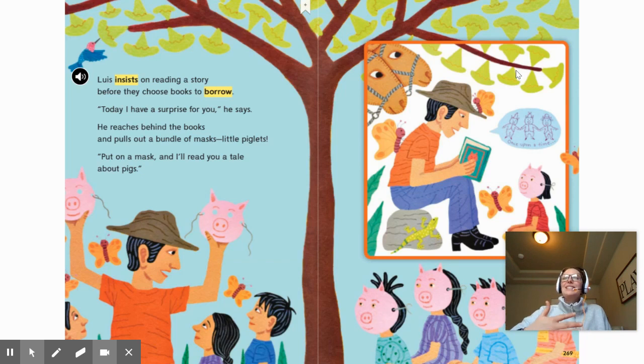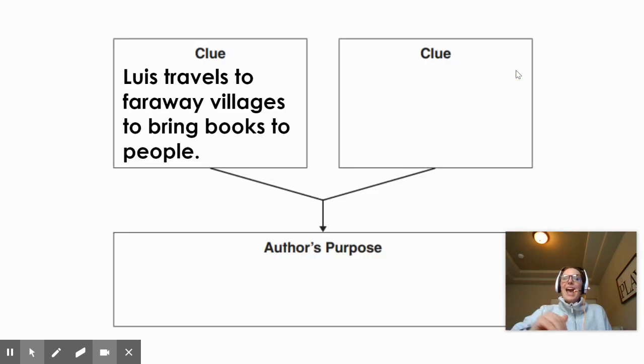So not only does he travel long distances to give books to others, but he also reads to them. I think that is an important clue in this story about why the author was writing the story. So we are going to add it to our clue chart. Not only does he deliver books, but he reads books to kids and even brought a special mask for them to wear so that they could participate in the story.